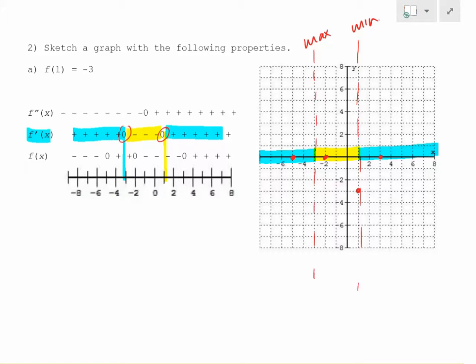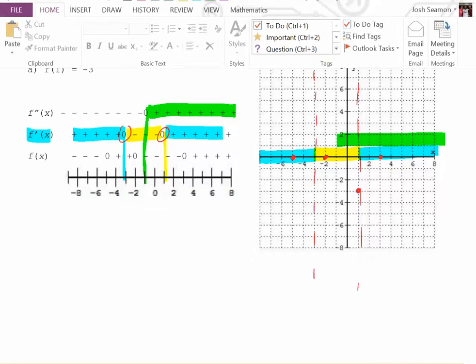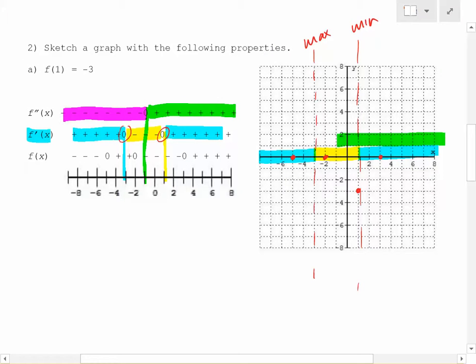But now we have to talk about concavity. Let's talk about concavity now. Concave up is to the right of what number? Is that 1 right there? No, it is negative 1. You're absolutely right. So we know it's going to be concave up for this region. And where's it going to be concave down? The left, right?